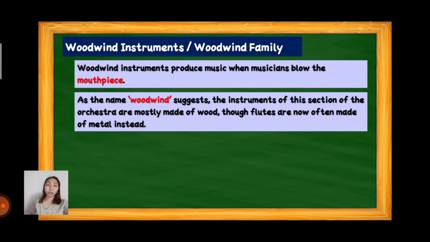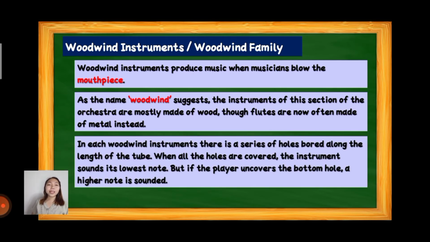As the name woodwind suggests, the instruments of this section of the orchestra are mostly made of wood, though flutes are now often made of metal instead. So, sagaran niya wood, no? Pero nowadays, ang mga flute kay made up na po siya og metal.